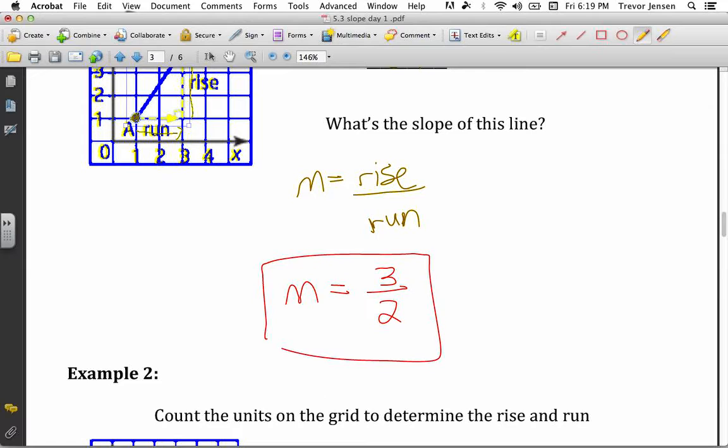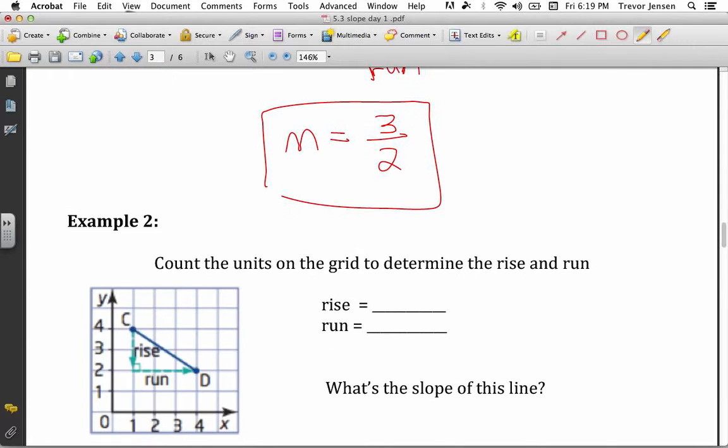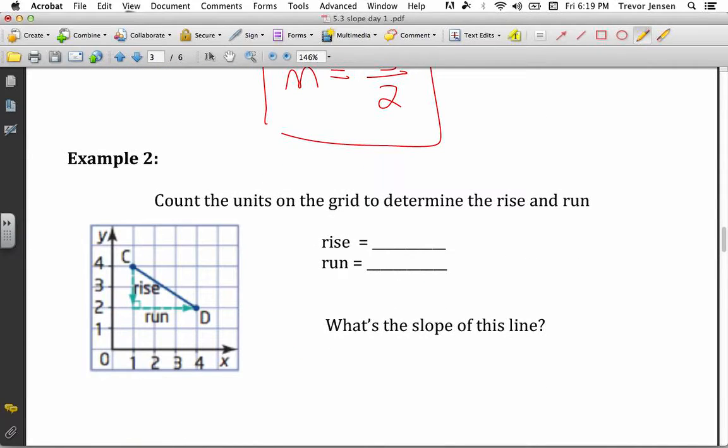Okay? Example 2, let's look at this line. Once again, I want the slope of line CD. So I want the slope of the line that connects point C and point D. So I need to figure out the ratio of the rise to the run. To get from point C to point D, I need to figure out what the vertical distance between the 2 points is and what the horizontal distance between the 2 points is.